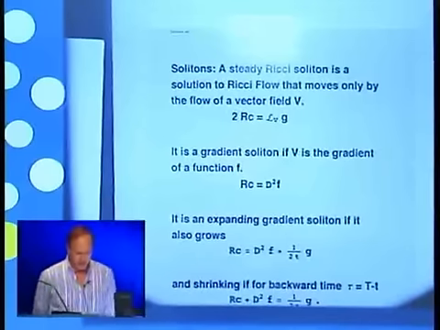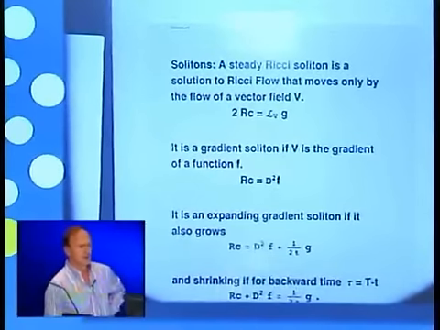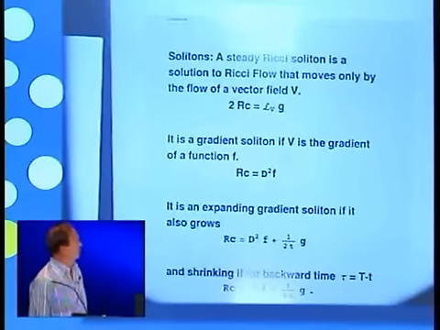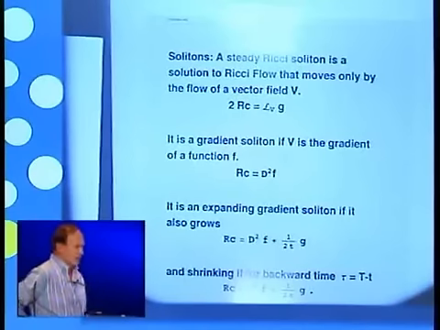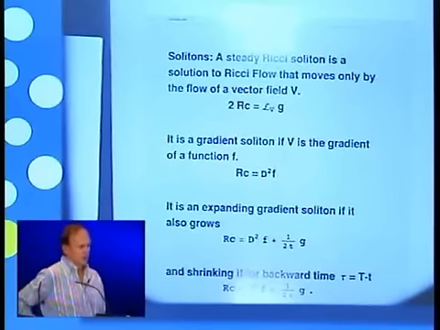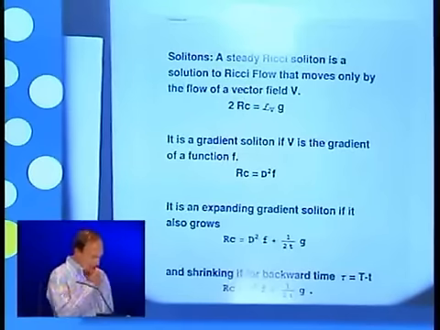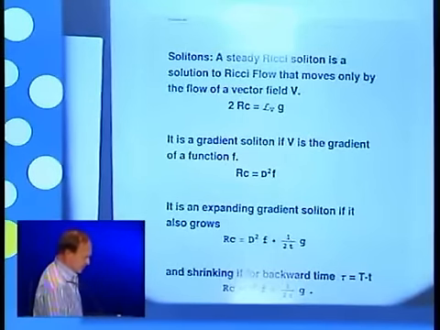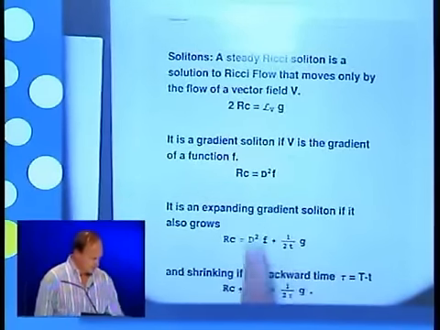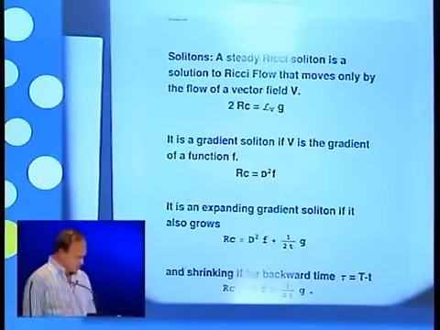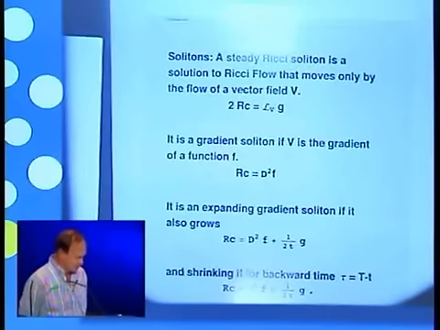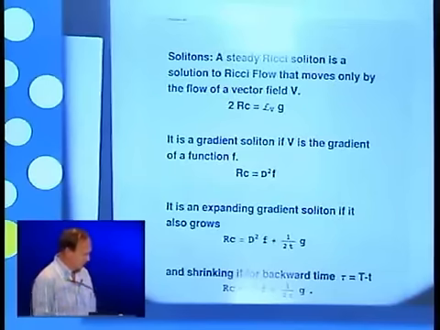So the next step in the analysis depended on recognizing the importance of solitons. And a soliton is something which moves without changing its shape. So in this case, the metric actually changes, but the change is effected just by its motion under a diffeomorphism, that is, a reparametrization. And the condition for that is that the Ricci tensor is the Lie derivative of the metric along a vector field. And if the vector field's the gradient of a function, then Ricci is the Hessian of the function. But you can also have expanding solitons, where you add in a constant times the metric, or shrinking solitons with it going the other way.